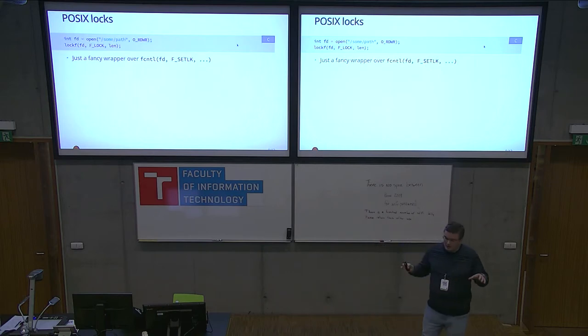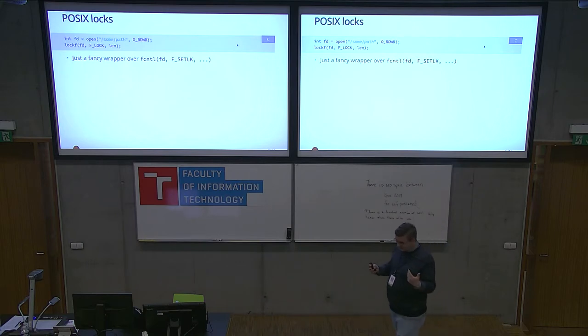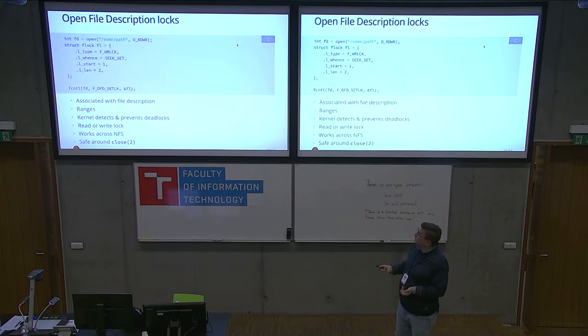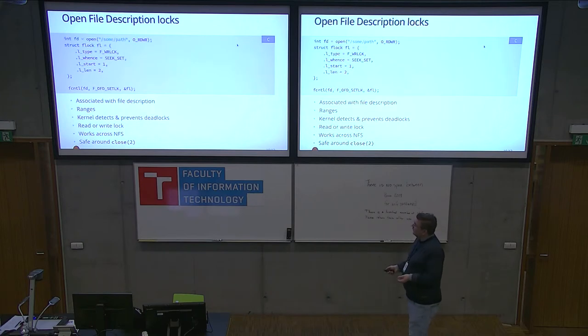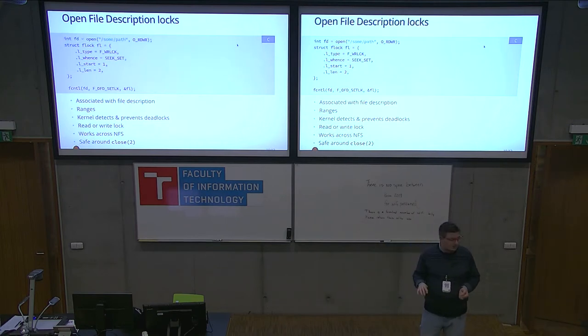Okay, so when the Linux kernel developers saw that there's nothing usable, they implemented open file description locks. Not descriptor, description, meaning the lock is associated with the open file description itself, not the file descriptor. They took the good parts from the previous two approaches and combined them into one. And this looks really usable. You can use anything, and the locking behaves exactly the way you would expect it to.